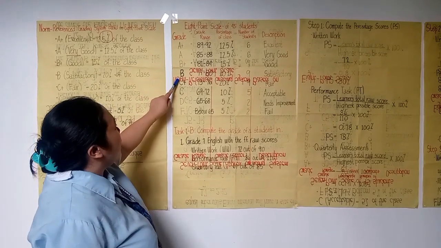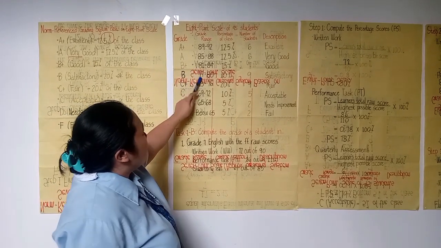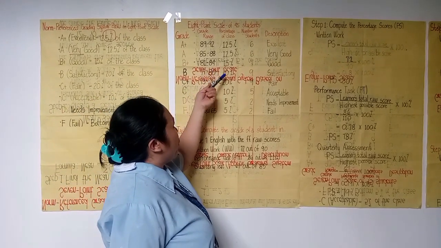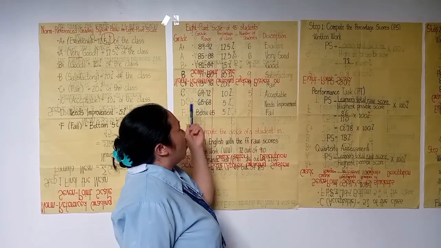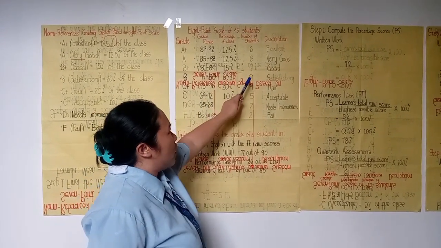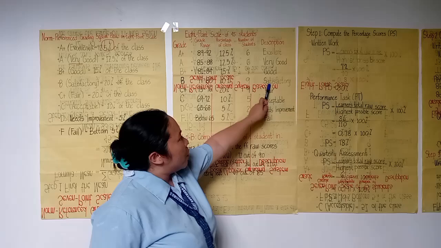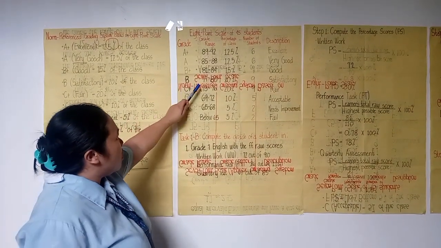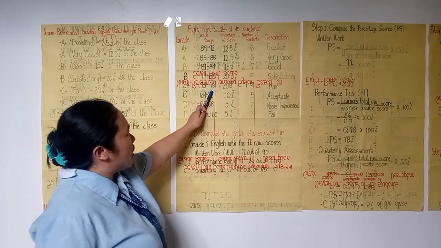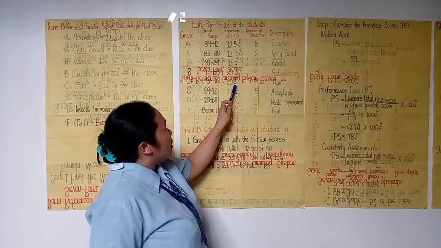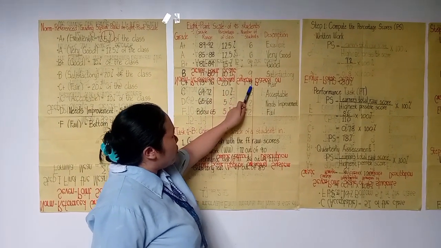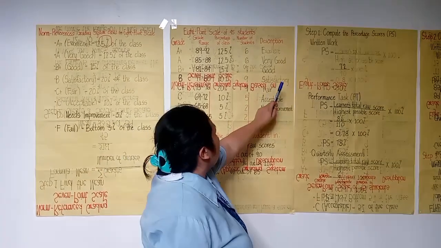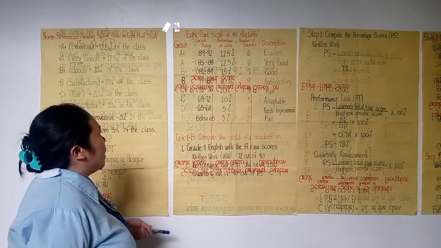Then grade B, grade range between 77 to 80, we have 20%. So 20% of 45 students is equal to 9. 9 satisfactory performers in a class. Then grade C plus, grade range between 73 to 76, 20%. We have 9 students, which are the fair performers in the class.